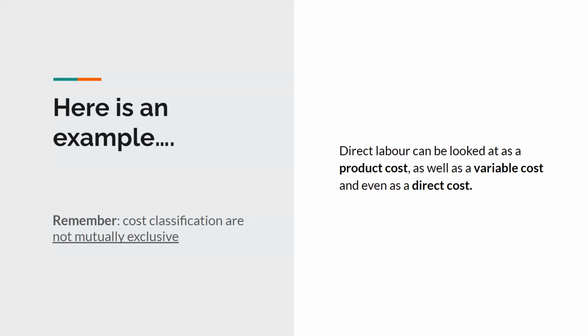At the end of the day, they're all correct. It is a product cost, it is a variable cost, and it is a direct cost. It all depends on the lens through which we are looking at it or what we are using it for. Does that make sense to you? So that's what I mean when I say cost classification is not mutually exclusive. Because I say direct labor is a direct cost, that doesn't mean that's just it. It could be a product cost as well as a direct cost, as well as a variable cost.